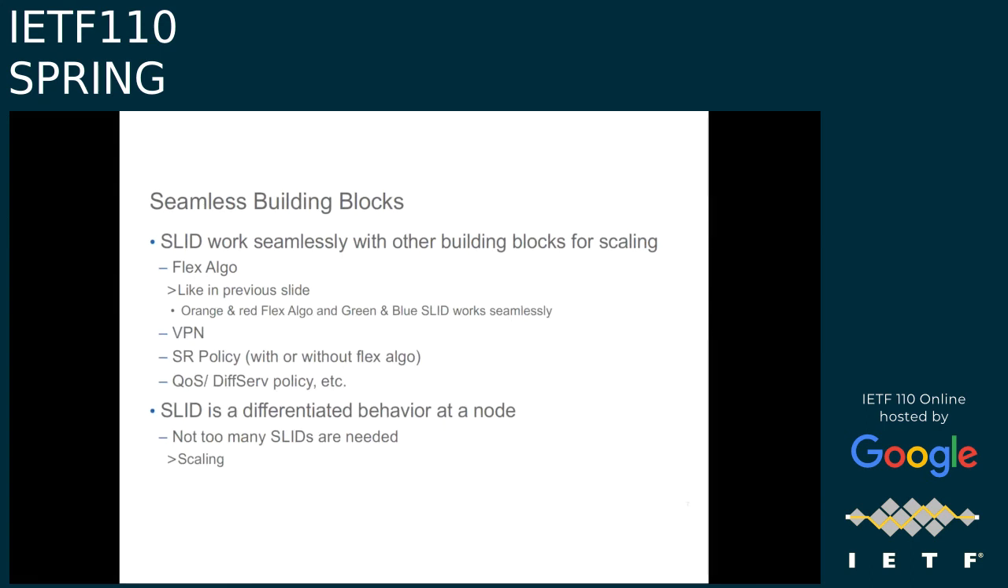So regarding the seamless working of these building blocks, we saw how flex algo works. It's the same thing: you have a construct which is a differentiated treatment on a node. But you don't need too many instances of that differential treatment because you have other constructs like VPN, policies, QoS differentiation that make you scale. And on a device, you're not going to have too many behaviors for differential treatment. So this is how the slice is scaled.